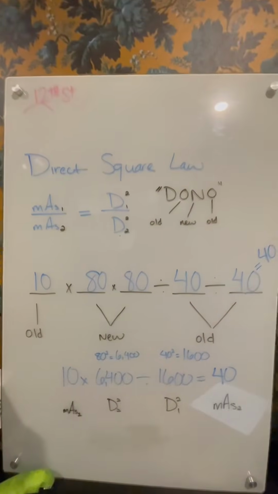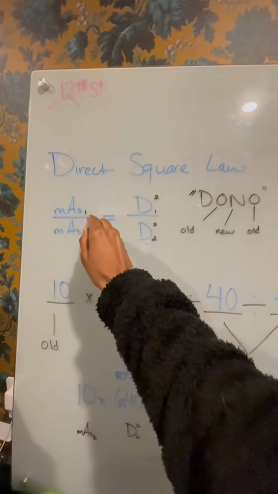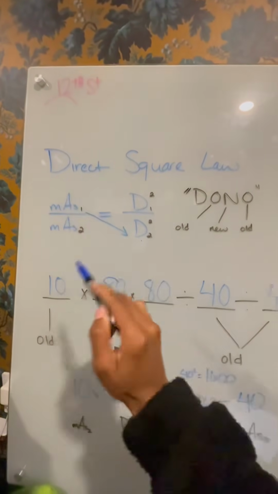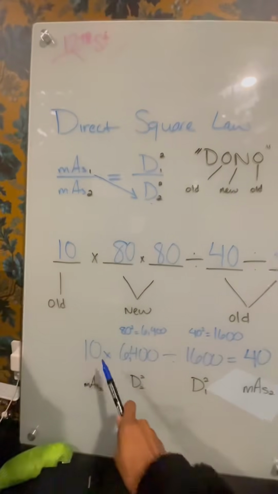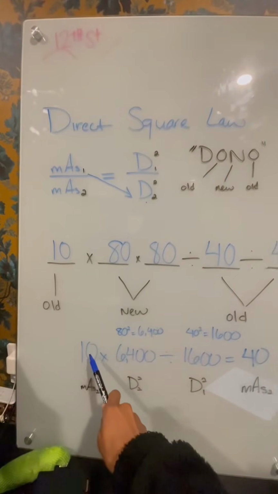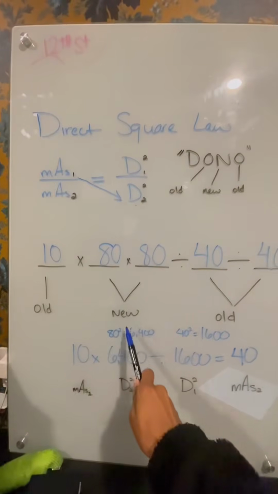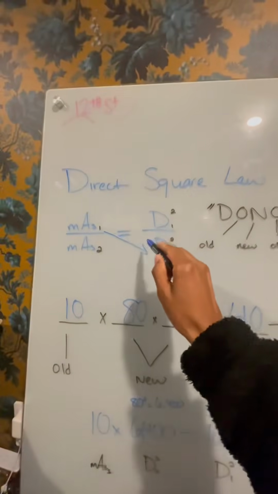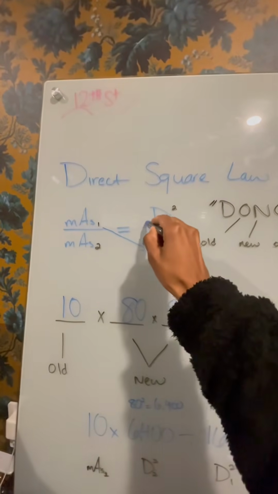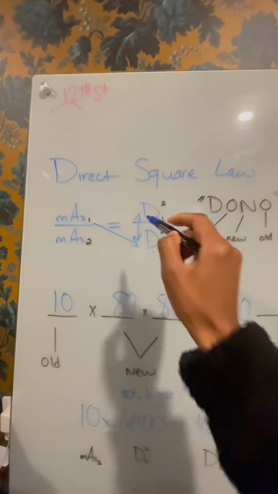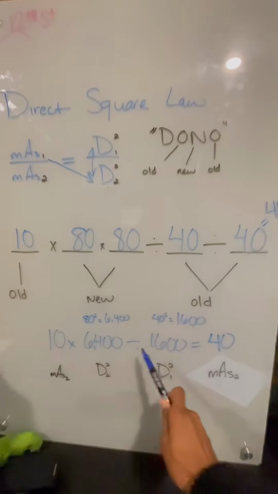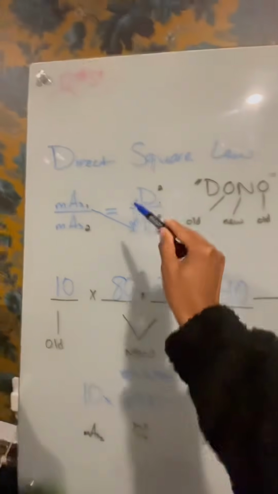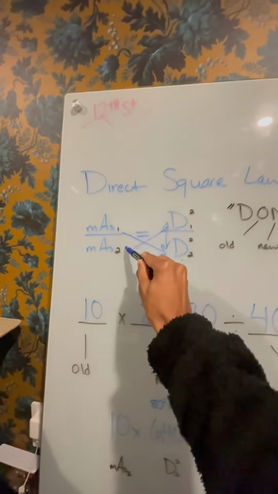To break it down even further, I'm going to cross multiply the original mass with the new distance. So you cross multiply the original mass with the new distance that was already squared. And then I said before, you're going to divide both the old and the new distances, which is right here. They're both squared, and then you're dividing both of these in order to get the new mass.